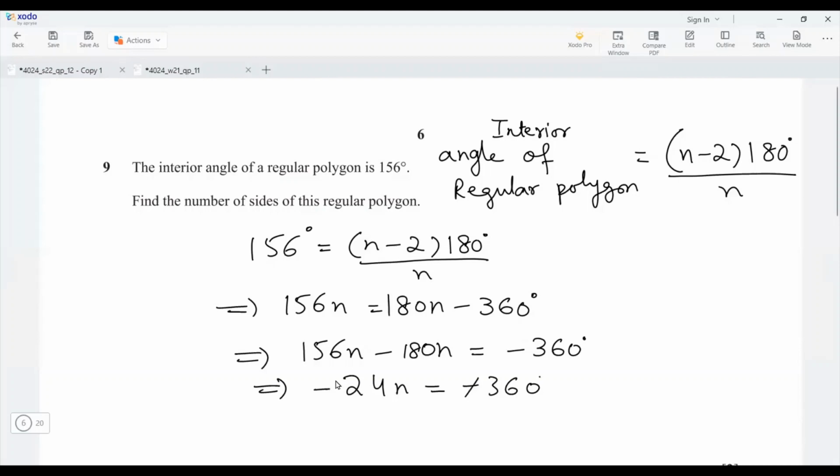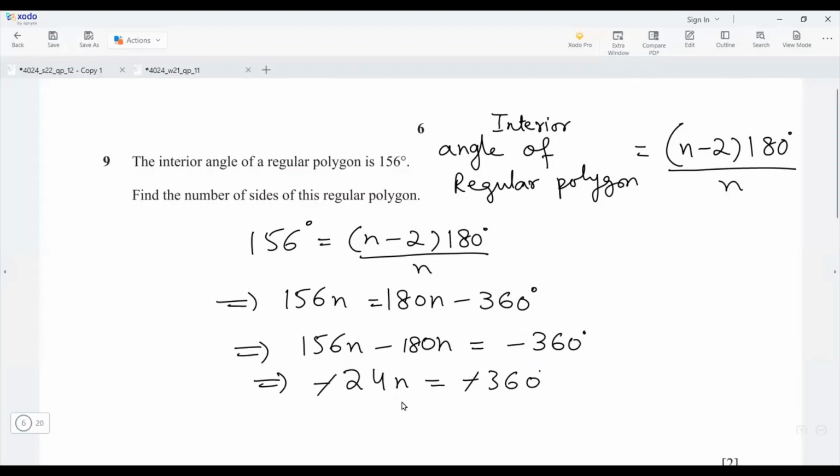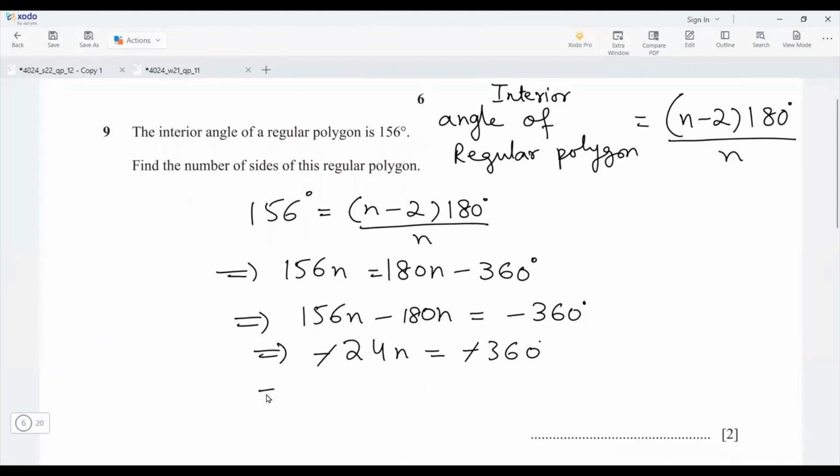So negative and negative will be cut, and divide 24 onto the other side, and then you will be having your answer in the next step. What's the highest common factor of 24 and 360? You can check in rough work. It must be 15. You can check. So n equals 15.